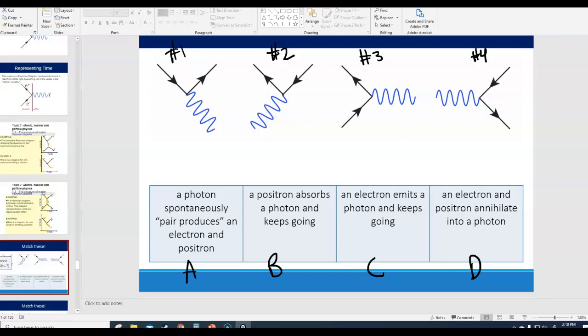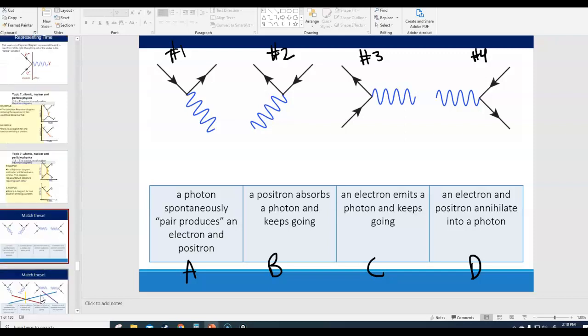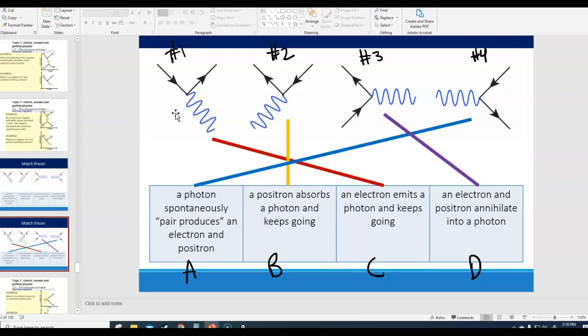Okay, so let's see if you got these correct. Number 1, we had an electron emitting a photon, and then it keeps going. Number 2, it was almost the exact same situation with a positron. Number 3, we had a positron and electron causing annihilation. And then number 4, we had pair production. A photon spontaneously produces an electron and a positron. Pause there if you need to look at that some more.